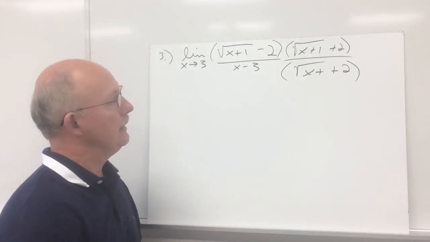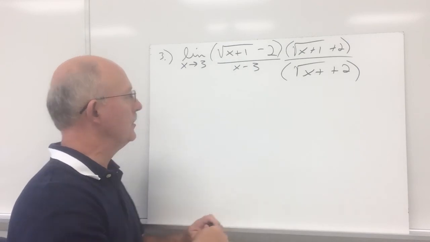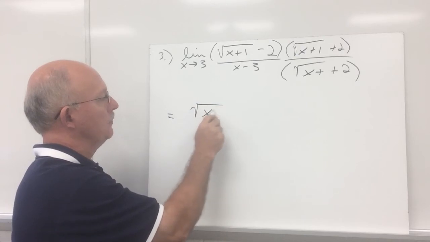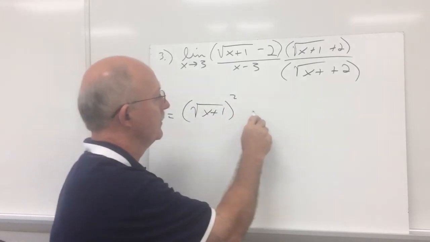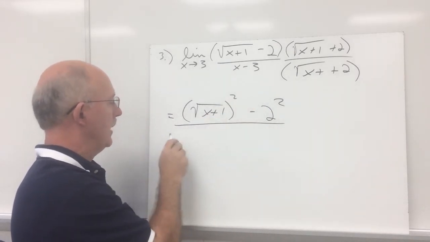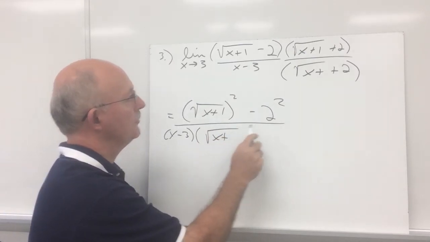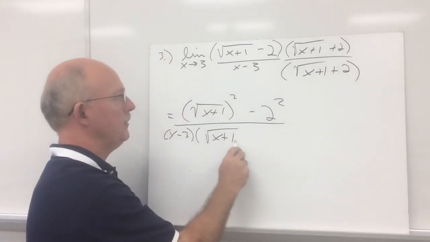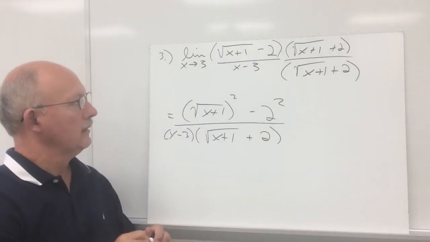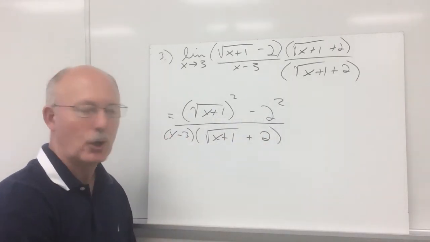All right. Now, in the numerator, when you multiply the two conjugates together, that's going to give us a difference of two squares. So let's see what we get. Now this would be the square root of x plus 1 squared minus 2 squared, all that divided by x minus 3 times the square root of x plus 1 plus 2. So multiplying the two conjugates gives you the difference of squares of the two terms.